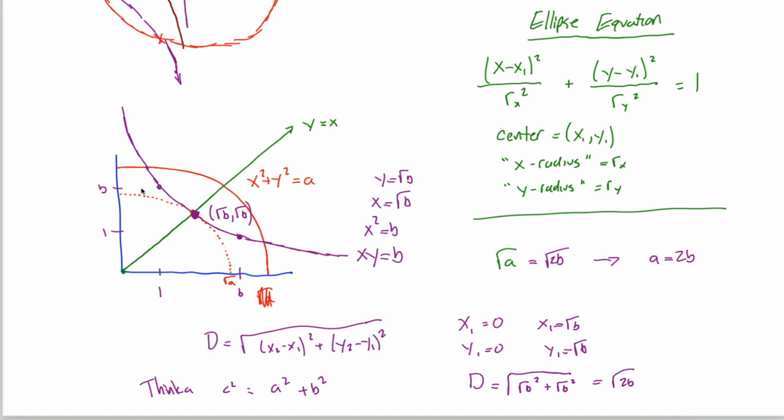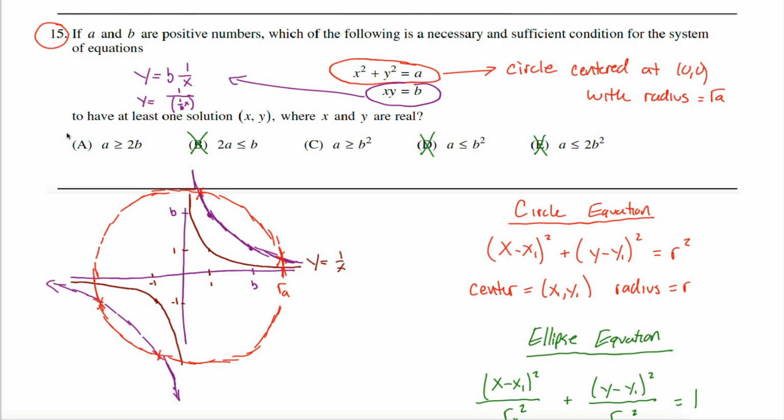And if the radius of this circle is any bigger than that, in other words, if a is greater than 2b, then we'll get two solutions in the first quadrant. The question is looking for anytime we'll get one or two solutions in the first quadrant. So that'll happen anytime a is greater than or equal to 2b. Going up to our solutions here, it looks like that's solution A.